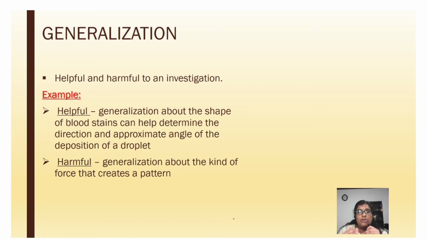So these are the limitations. We can't generalize things until or unless it is proved. So this is another limitation.